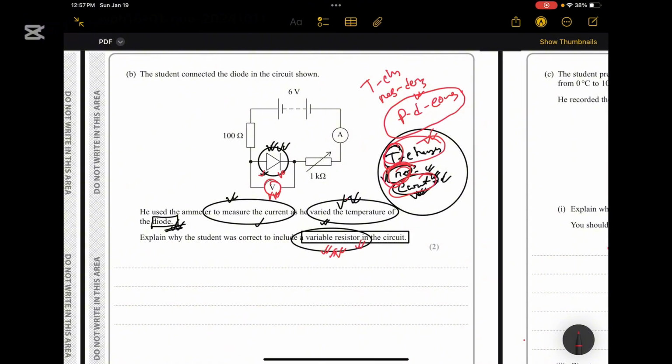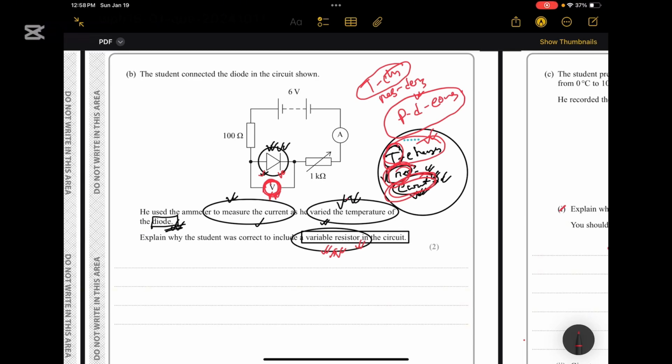which would have normally increased the current, but as we are using a variable resistor, the student can adjust the current to maintain a constant voltage across the diode, allowing them to study the current temperature relationship without other variables affecting it. So now, as the voltage is constant, we can study the current temperature relationship.